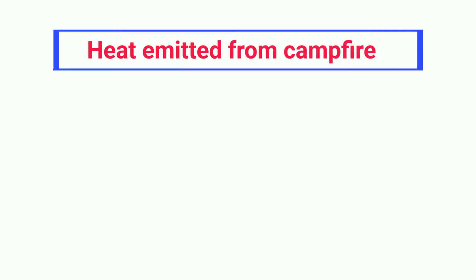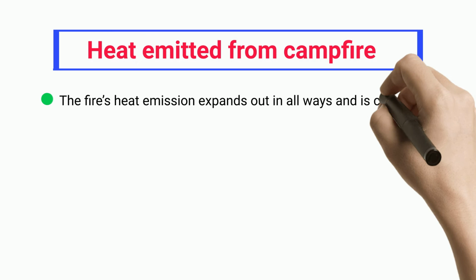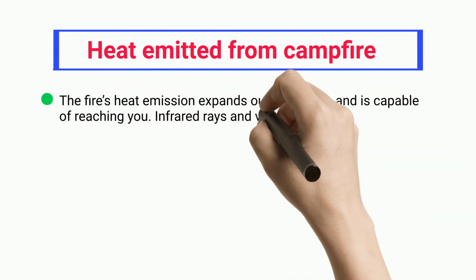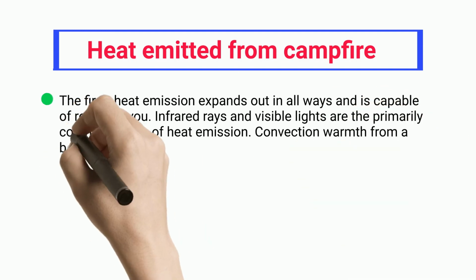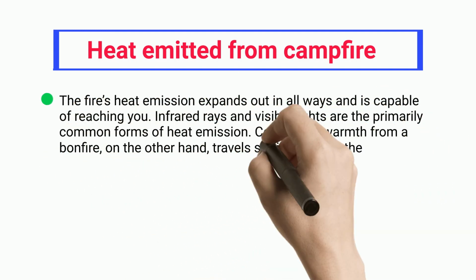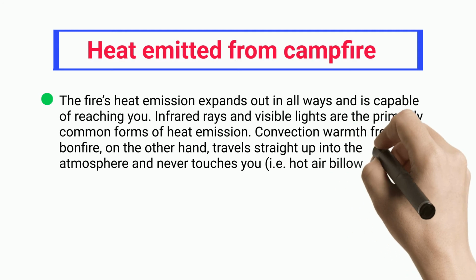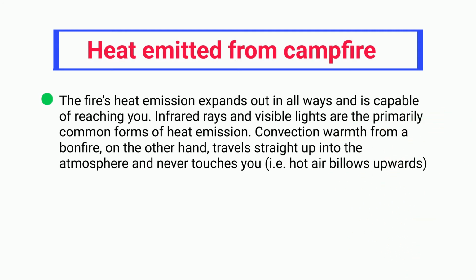Heat emitted from campfire. The fire's heat emission expands out in all ways and is capable of reaching you. Infrared rays and visible lights are the primary common forms of heat emission. Convection warmth from a bonfire, on the other hand, travels straight up into the atmosphere and never touches you, i.e. hot air billows upwards.